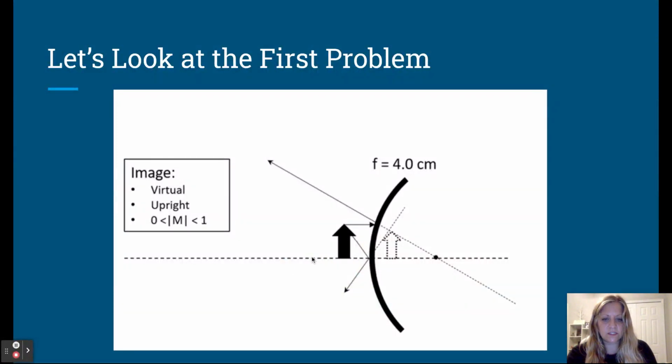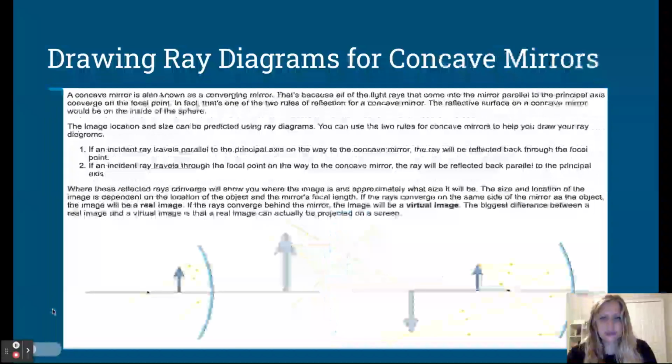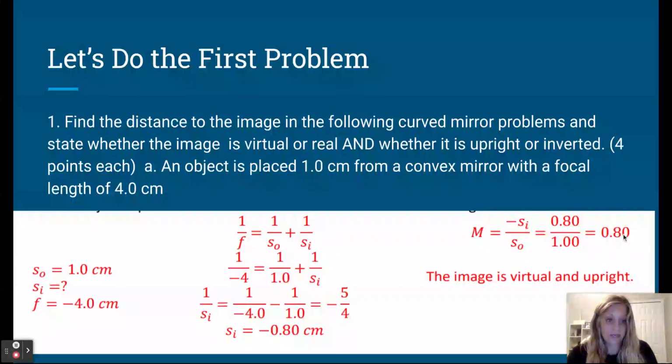When we draw this out, it looks like this. Again, this is the principal axis. We would measure with our ruler the object distance from the mirror, which was 1.0, and the image distance from the mirror, which was 0.8. So that's how we got these distances. We would measure the focal point from the mirror, which was 4.0 centimeters. The other piece that I forgot to say was the magnification. According to the magnification, the image in relation to the actual object is 0.8 to 1, so it's going to be a little bit smaller than the actual object.